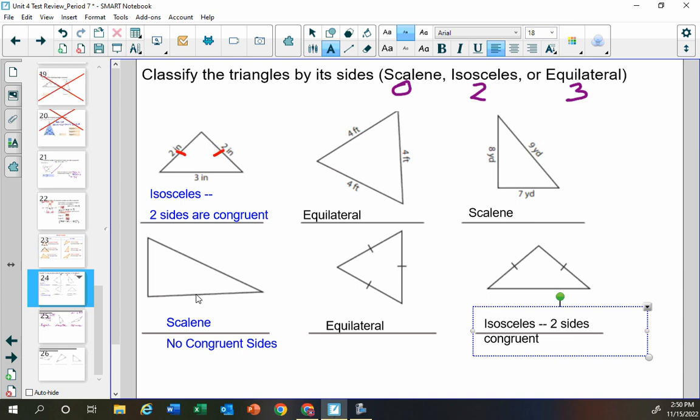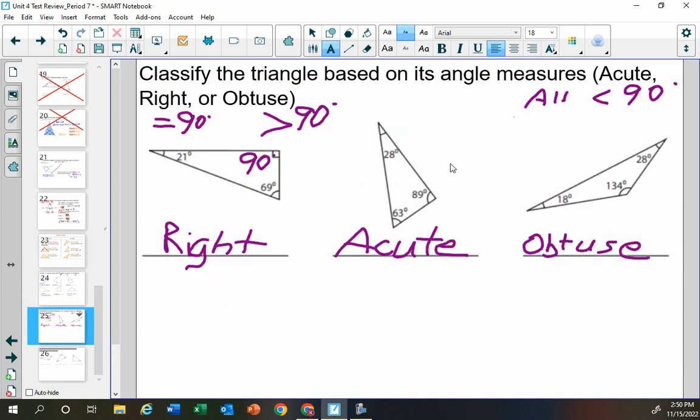Okay. On the very back. Now, we did one like this already yesterday.